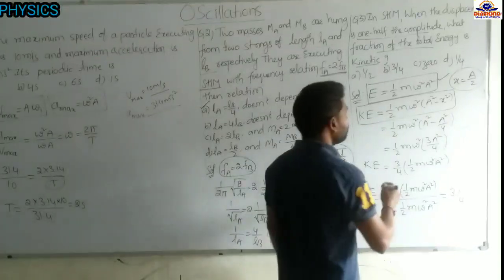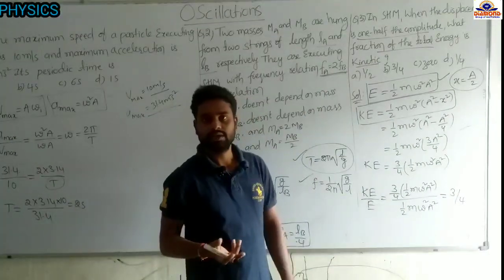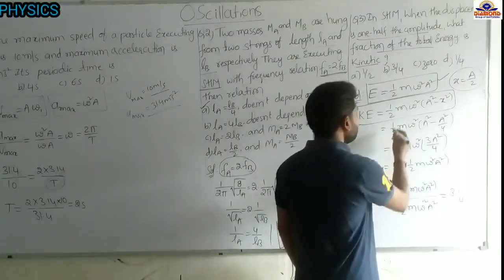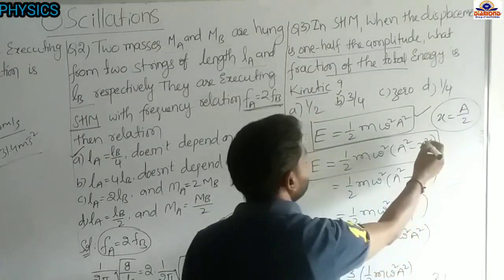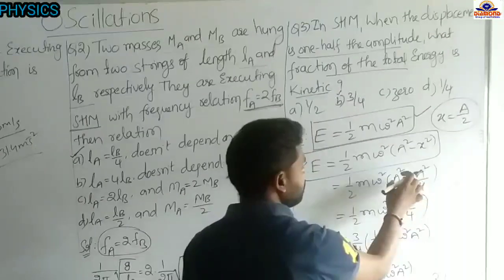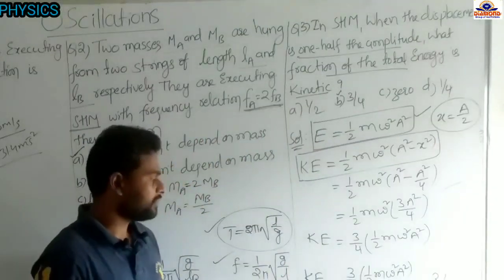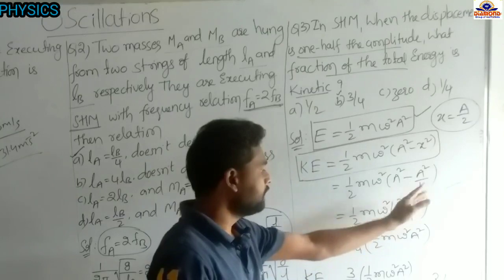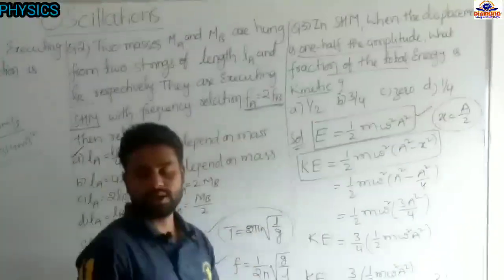Now I am going to use the condition. The condition is displacement equals half of the amplitude, A by 2. Now I substitute in the kinetic energy, half m omega square into a square minus x square, with x as A by 2. So A by 2 whole square means a square by 4. Simplifying, a square minus a square by 4 is 3 a square by 4. I write this 3 by 4 outside and rewrite half m omega square a square. This is the kinetic energy.